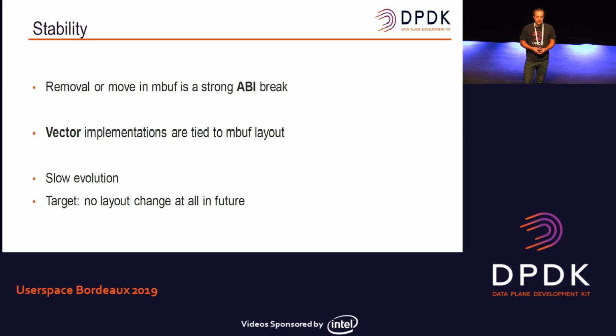So what does it mean? It means that we don't want to change mbuf. It's too strong a breakage, but sometimes we need to do it. But the target for the future is not to change it, never. So maybe we'll need to make a few changes to make it future-proof, and after that, not touch it anymore. Of course, that's the promise.